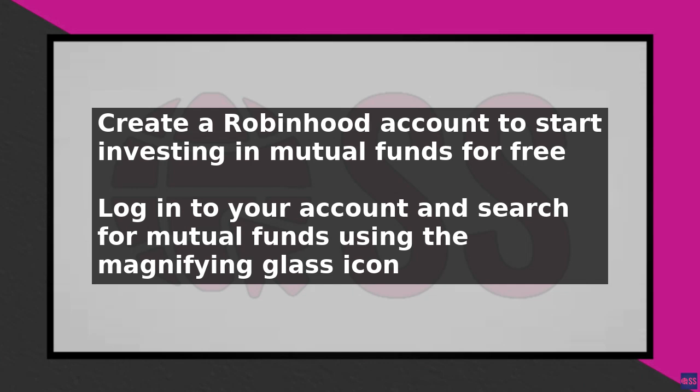Once you have logged into your account, tap the magnifying glass icon at the bottom of the screen to search for mutual funds. Type in the name of the mutual fund you want to buy, or the ticker symbol if you know it. You can also browse through the list of available mutual funds on Robinhood.